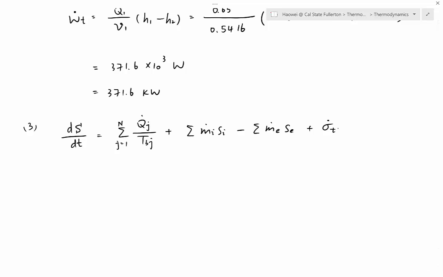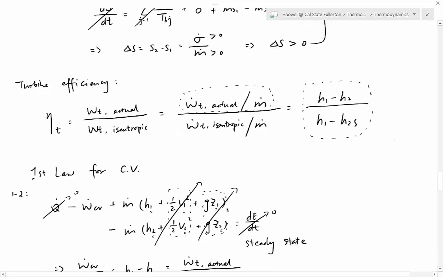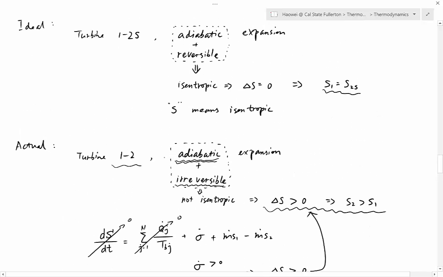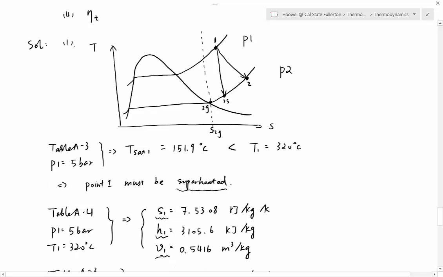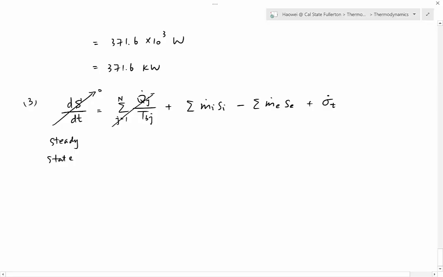Okay, so now let's simplify this equation. First of all, the system is at steady state. Left-hand side goes to 0. And 1 to 2 is reality. What is reality? If you forgot, let's go back. 1 to 2 is reality. Reality means here, adiabatic and irreversible. So we still have adiabatic. If it's adiabatic, that means there's no heat transfer. If there's no heat transfer, then Q must be 0. That's why we can get rid of the first term in the right-hand side. The reason is adiabatic.